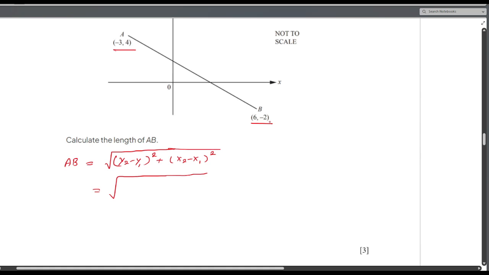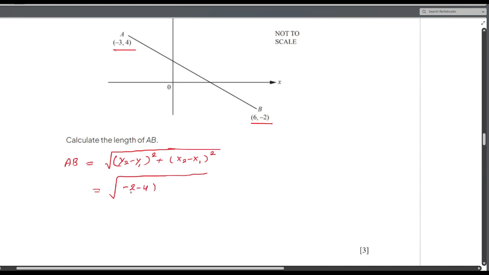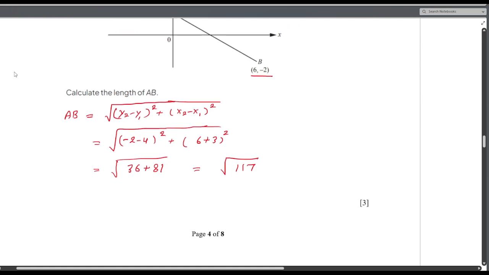So first, y2 minus y1, that is minus 2 minus 4, the whole square, plus 6 minus of minus 3, it will be 6 plus 3, the whole square. Okay, so this is equal to minus 2 minus 4 is minus 6, square is 36, plus 6 plus 3 is 9, 9 square is 81. So this is equal to root of 117. So the length of AB is square root of 117.